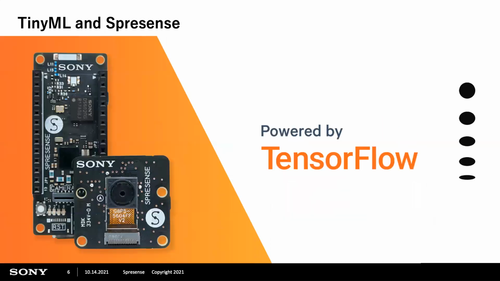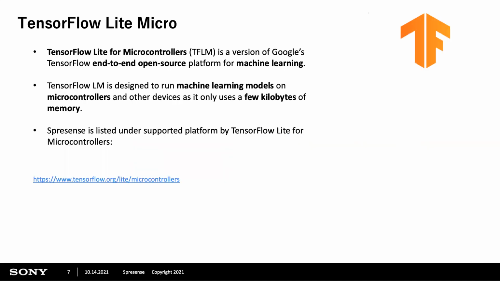Now let's go to TinyML and Spresense. TinyML, as you can say from the name, is tiny machine learning. TensorFlow Lite Micro is by Google. So what is TensorFlow Lite Micro? TinyML is giving you the capability of doing modeling and machine learning, but TensorFlow Lite Micro is specifically for microcontrollers.